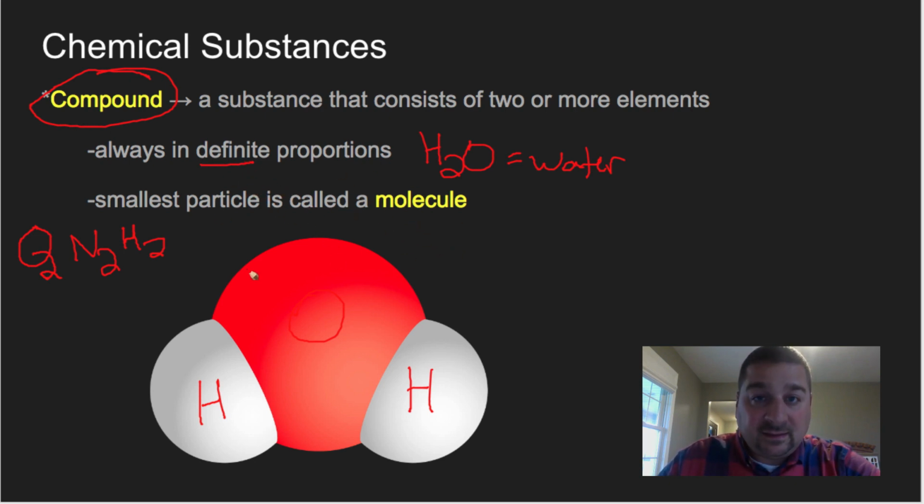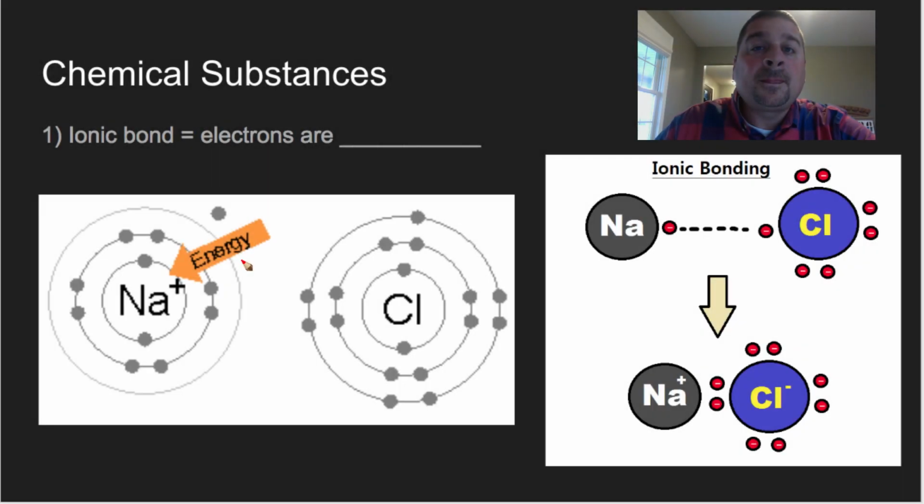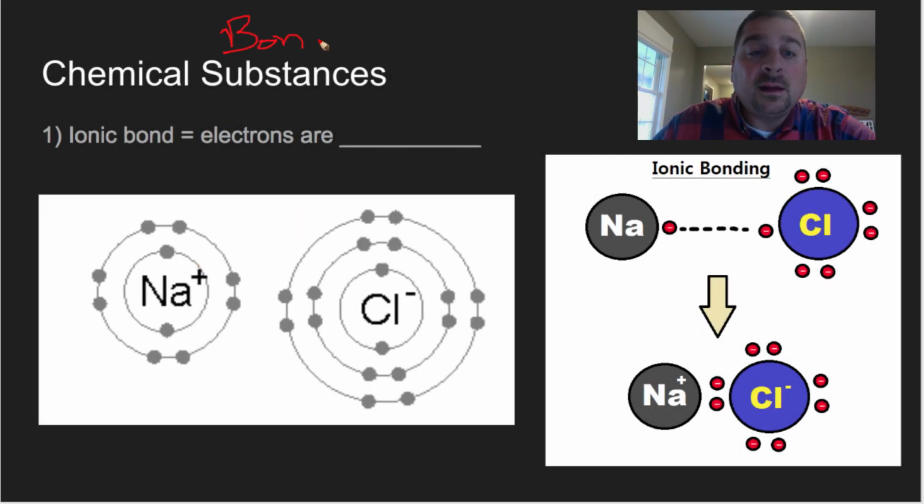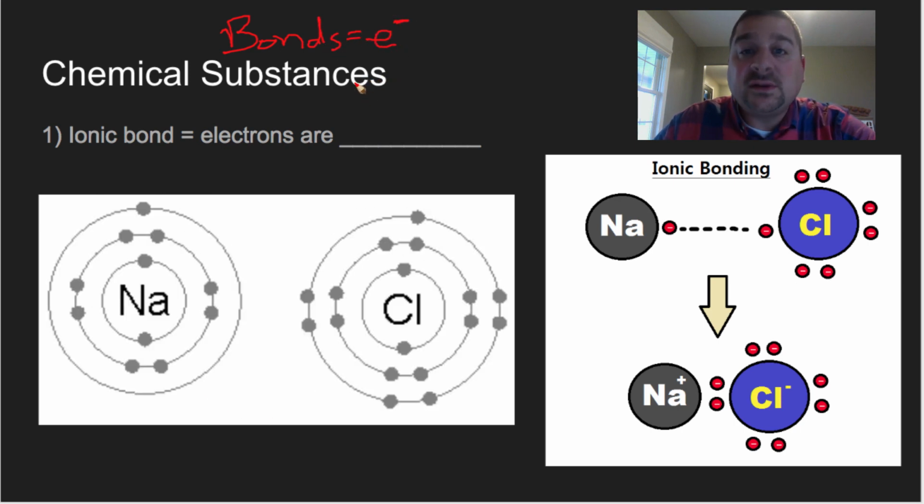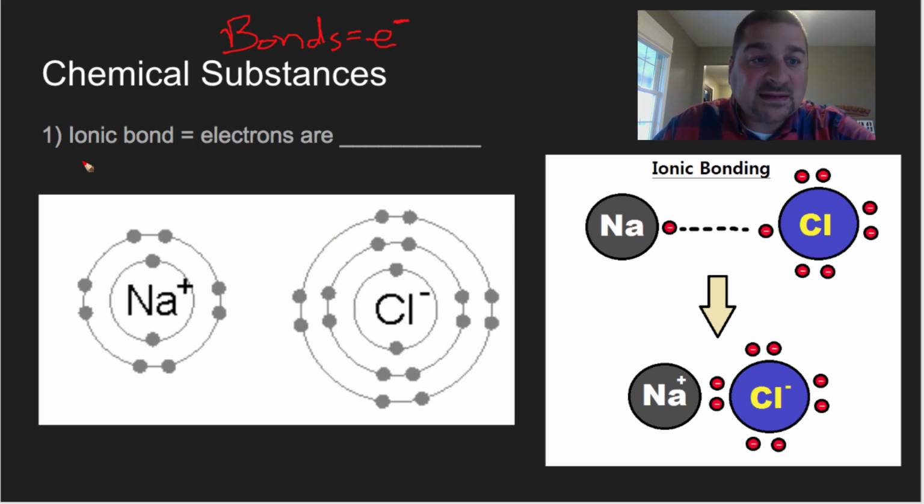These small things that still have properties of water, the smallest thing that you can have that is still water, is considered a molecule. A molecule of water. Molecules are formed through bonds. Bonds are interactions of electrons between 2 atoms. There are 2 types of bonds that you discussed last year.